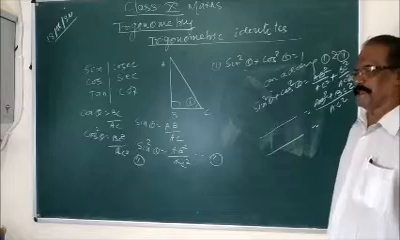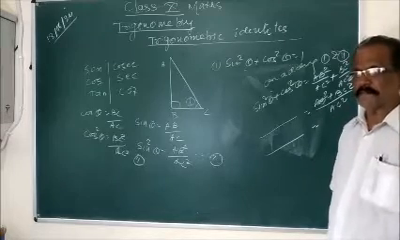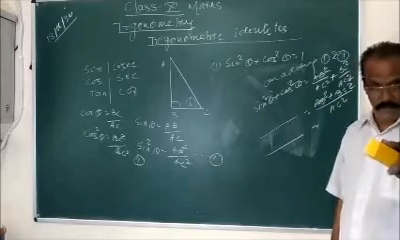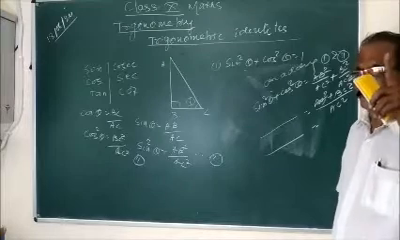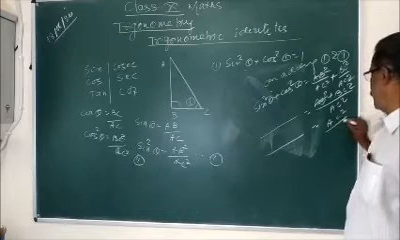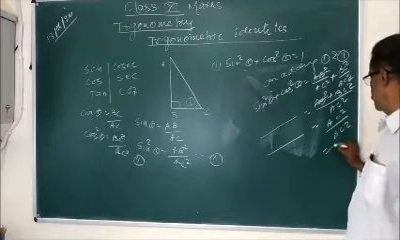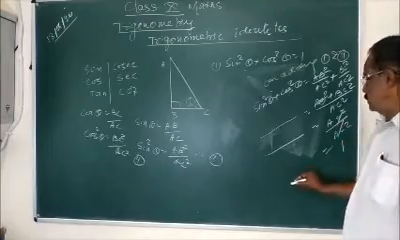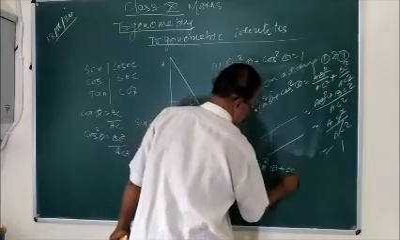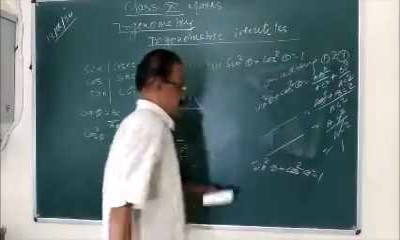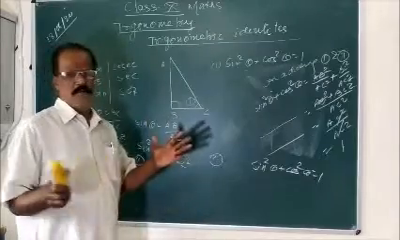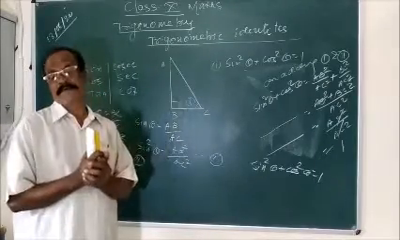Now here you see AB square plus BC square. By Pythagoras theorem, the sum of squares of two sides is equal to the square of the hypotenuse. So AB square plus BC square is equal to AC square, and the denominator is AC square. These two will be cancelled and you are getting 1. So what did you get? Sine square theta plus cos square theta is equal to 1. This is identity number 1. Similarly, we can prove all the trigonometric identities.